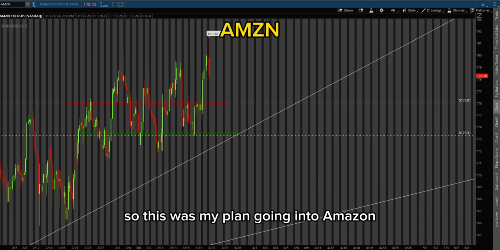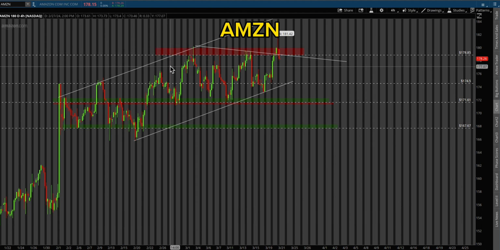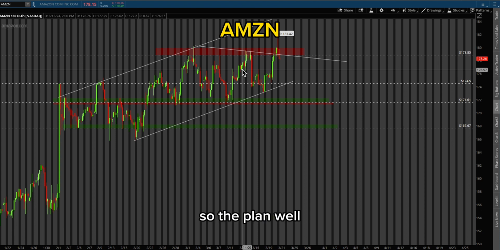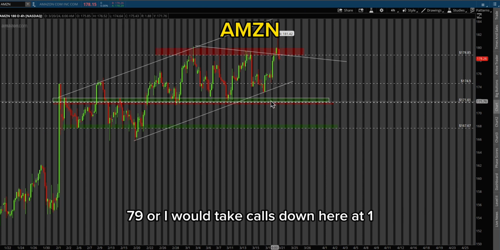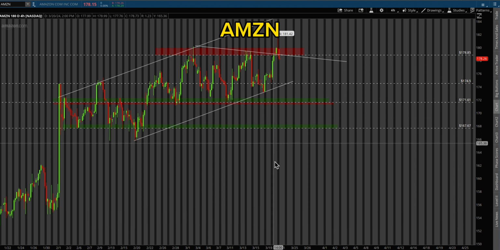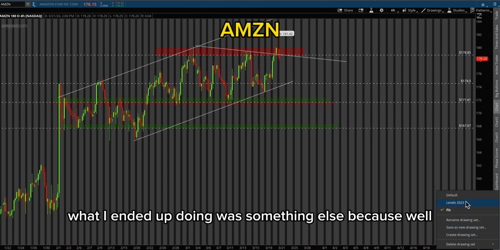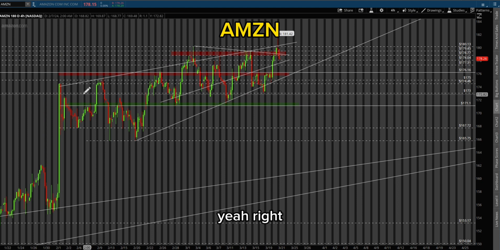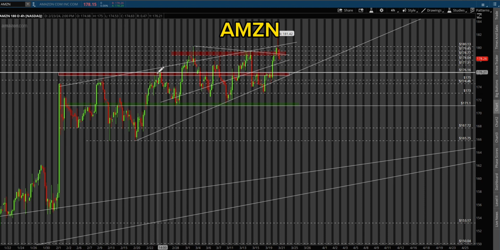This was my plan going into Amazon. I knew that we were in this uptrending channel, and I knew that Amazon was in this sideways channel right here. So the plan was for me to either take puts at this rejection area at 179, or I would take calls down here at 171, because I knew that would be the best risk to reward. But anyways, that didn't really end up happening. What I ended up doing was something else because we just weren't at that level yet. We were at a different level, and so I had to change up my plan for what kind of trade I could take.